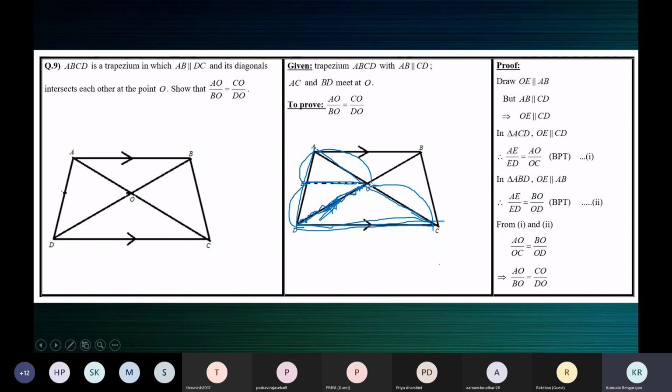Construction: draw OE through this point O, parallel to AB. So when you do that, we already know AB is parallel to CD because it's a trapezium. Now comparing these two, we have a new result: OE is parallel to CD. Now you cannot apply this set of parallel lines to any triangle. So use this and this.